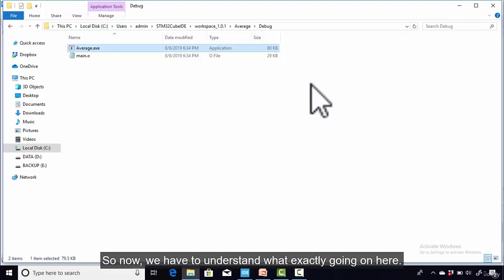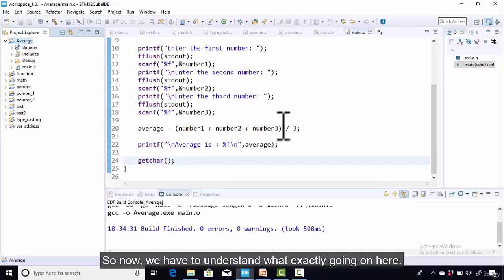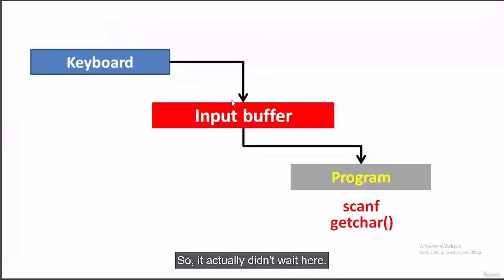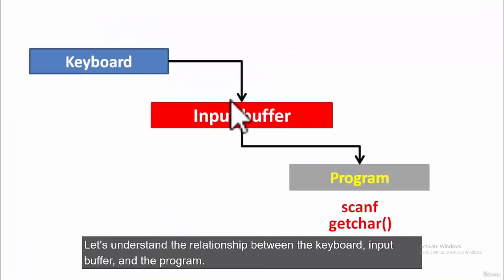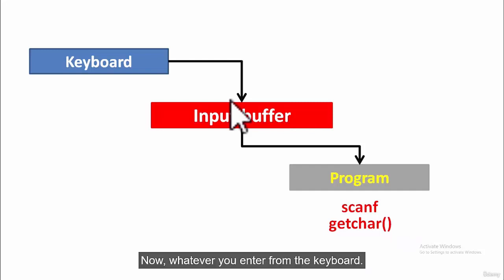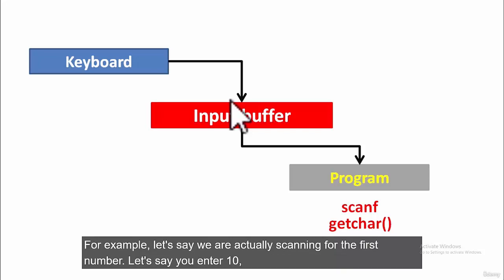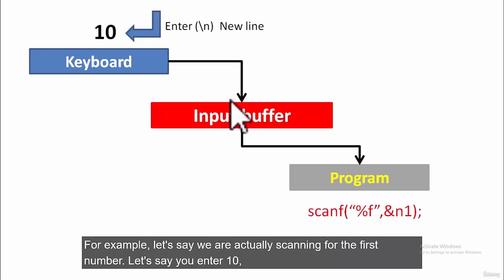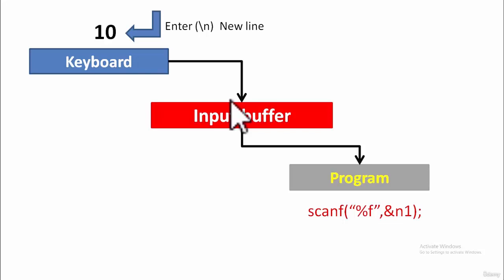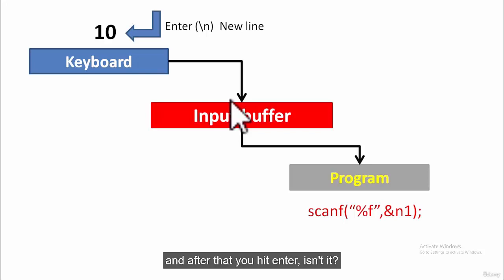Now we have to understand what exactly is going on here. It actually didn't wait. Let's understand the relationship between the keyboard, the input buffer, and the program. Whatever you enter from the keyboard doesn't come to the program directly. It actually goes to the input buffer. For example, let's say we are scanning for the first number. Let's say you enter 10, and after that you hit enter, isn't it?